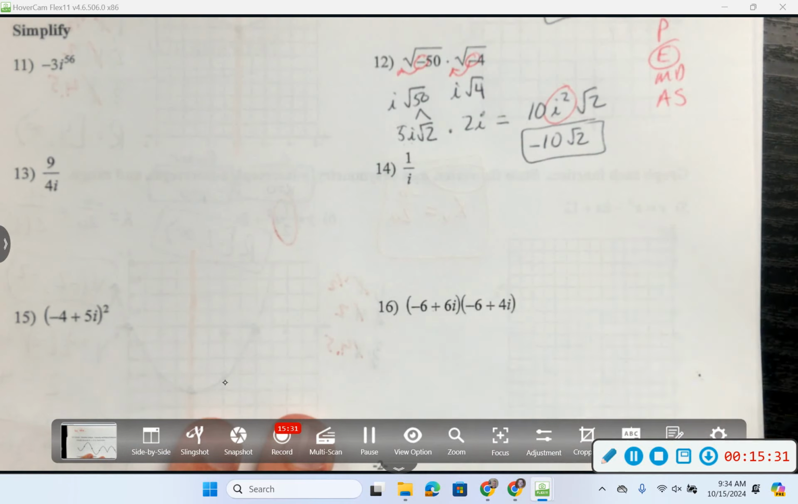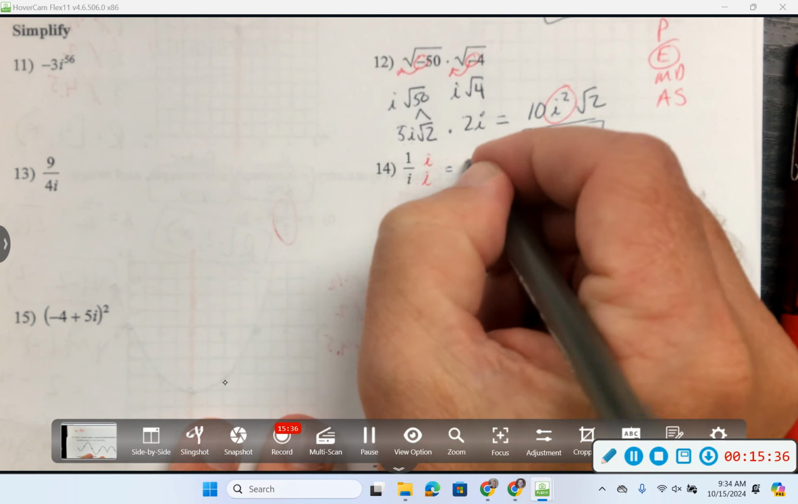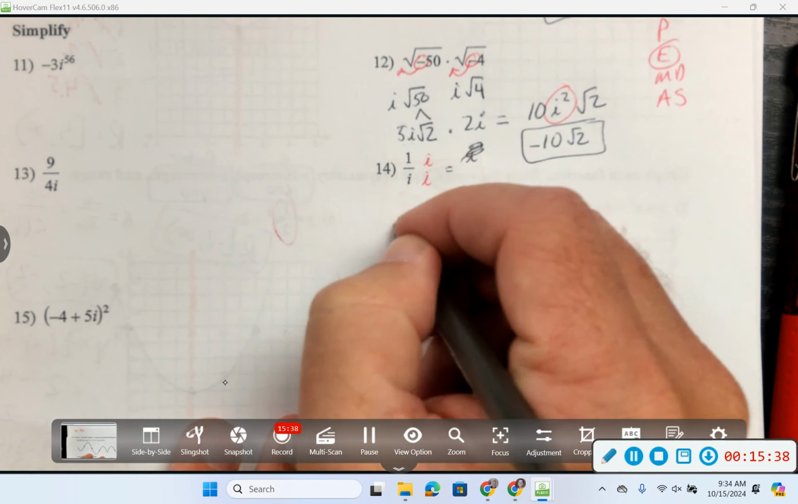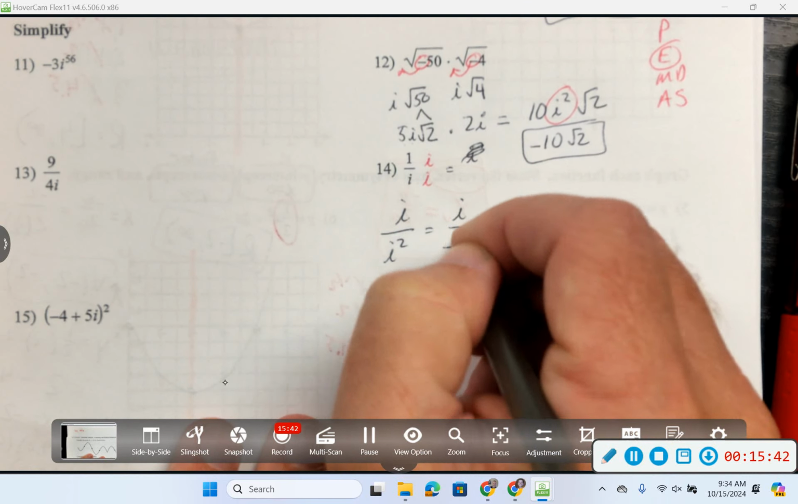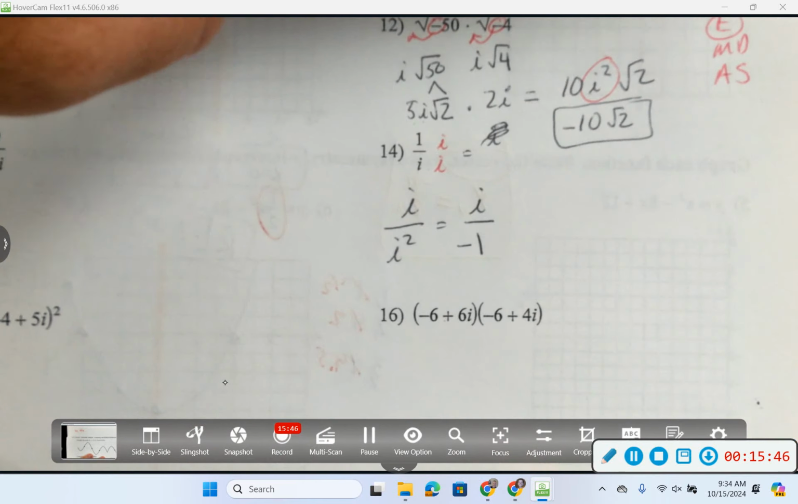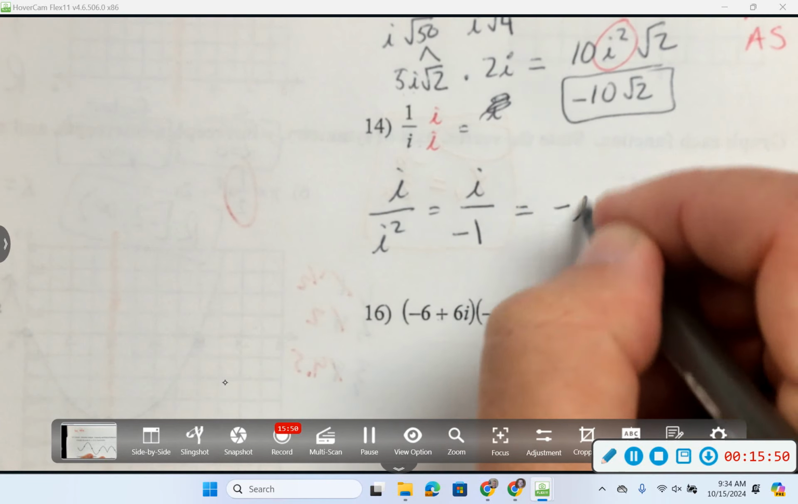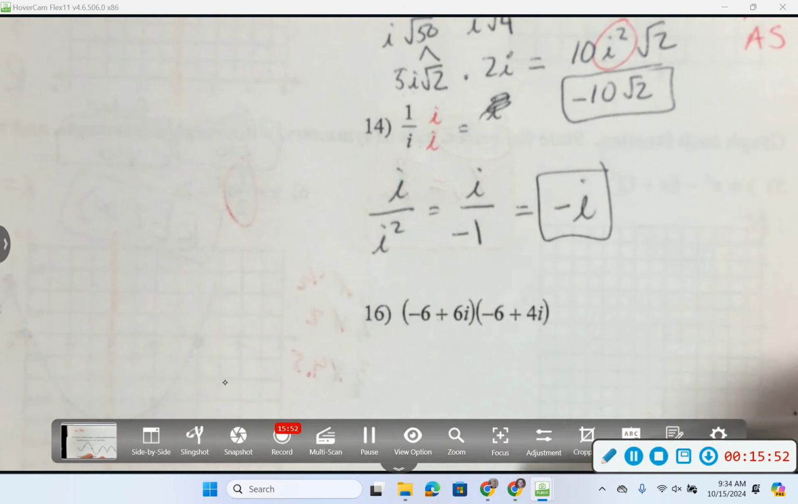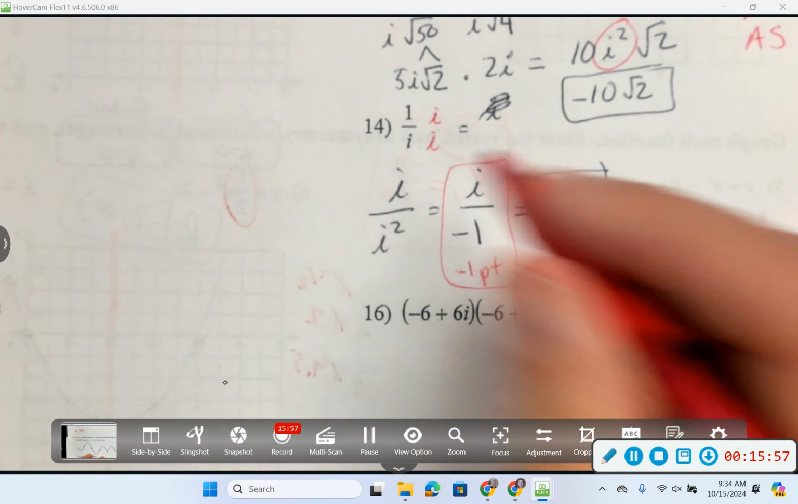14's got an i in the bottom, so let's multiply top and bottom by i. Oops. i in the top, i squared in the bottom, but i squared is negative 1. I think I've said this before. If you leave negative 1 in the bottom, I'm going to take off, because that just looks bad. Make that negative i. Minus 1 point for this answer.